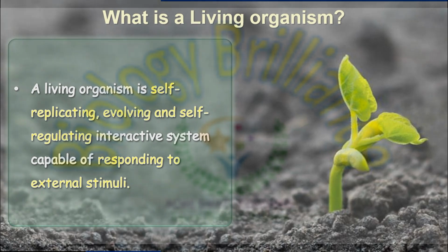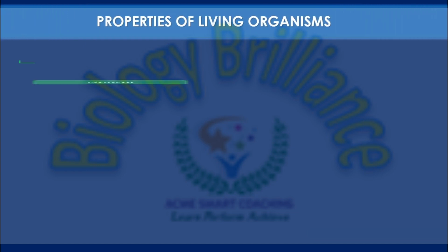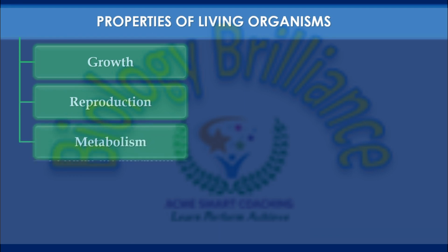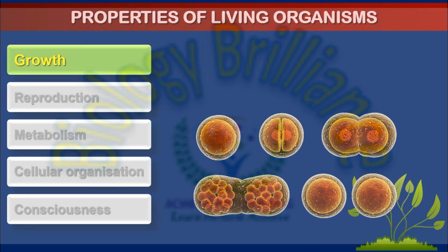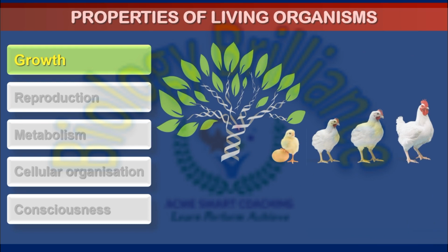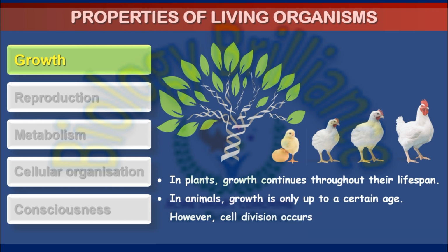Now let us study the properties of living organisms. Properties of living organisms are growth, reproduction, metabolism, cellular organization, consciousness. Firstly, growth is the increase in number and mass of cells by cell division. In plants, growth continues throughout their lifespan. In animals, growth is only up to a certain age. However, cell division occurs to replace lost cells. Basically, growth is the increase in mass and size.